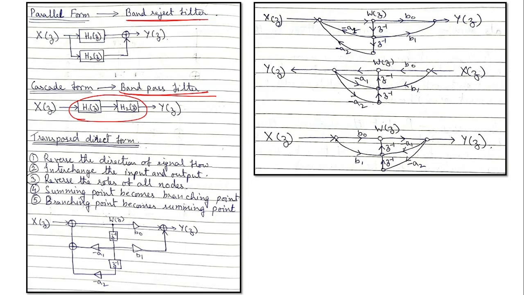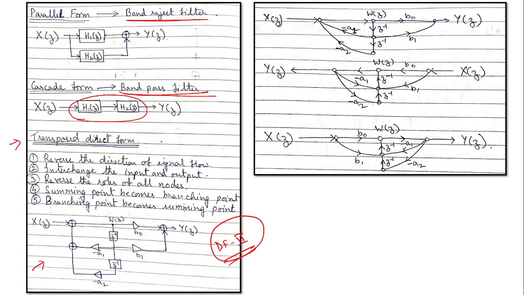Okay, so this is a bit critical. Herein, if you look into the basic architecture from where we start, we are basically starting with the direct form 2 realization. Now, what are the steps to convert this direct form 2 realization into the transposed direct form realization?